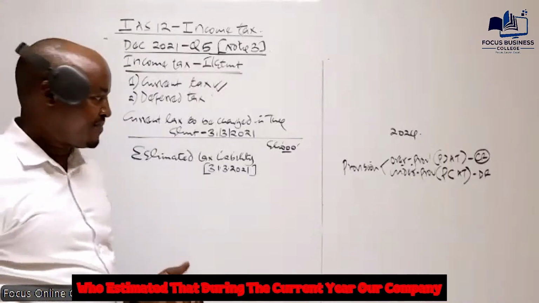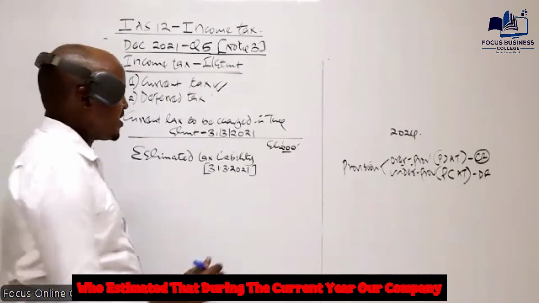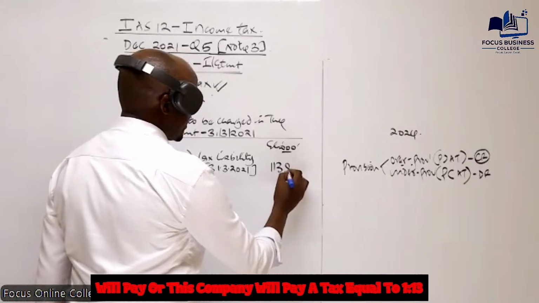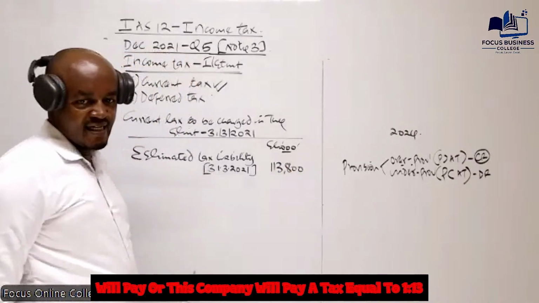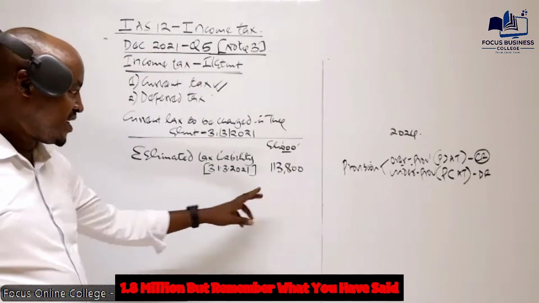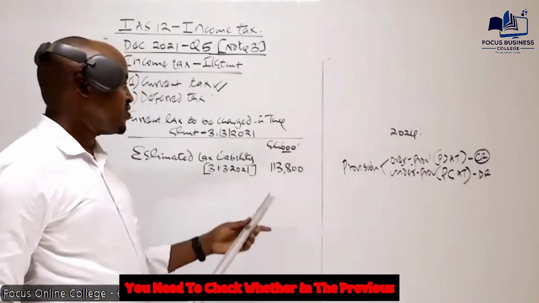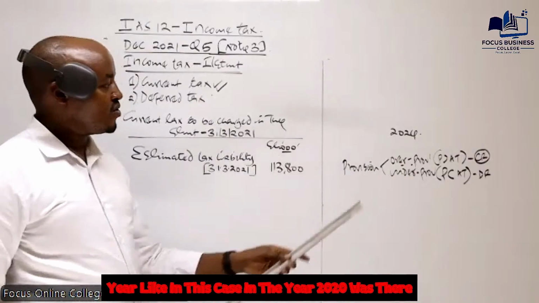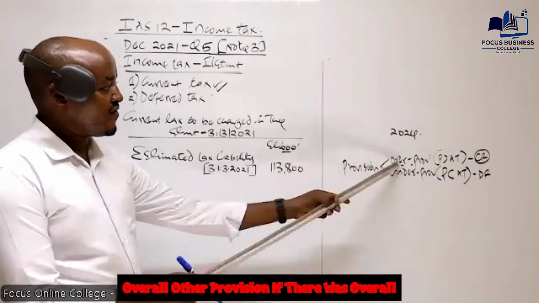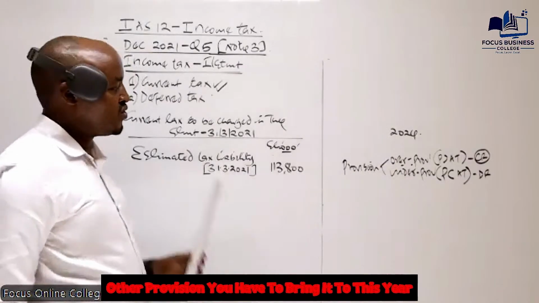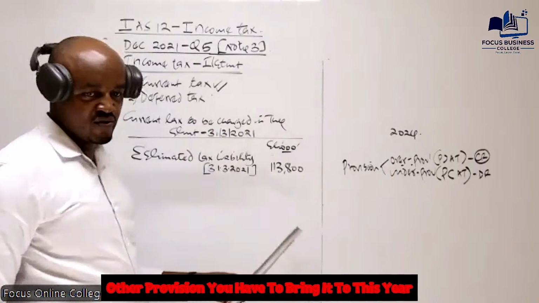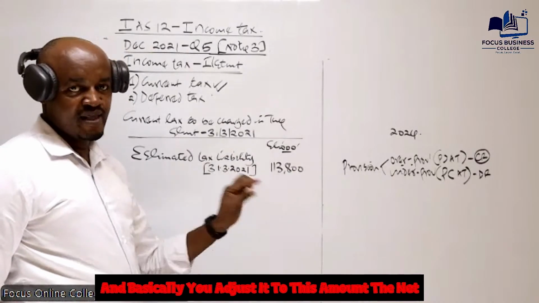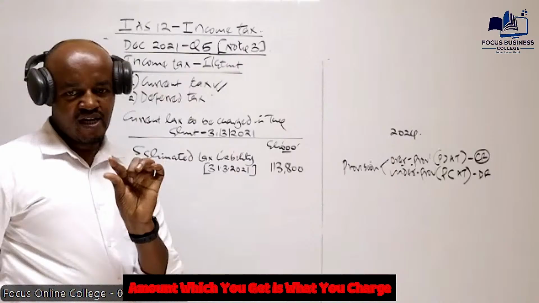As an accountant, you estimated that during the current year this company will pay a tax equal to 113.8 million. But remember what you have said. You need to check whether in the previous year, like in this case the year 2020, there was over or under provision. If there was over or under provision, you have to bring it to this year and adjust it to this amount. The net amount which you get is what you charge in the income statement as what?